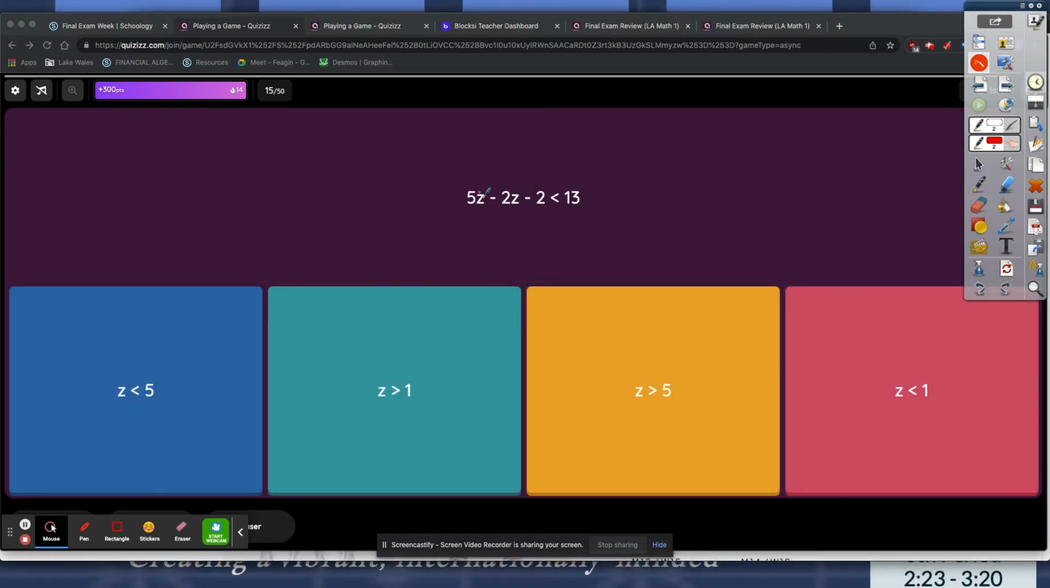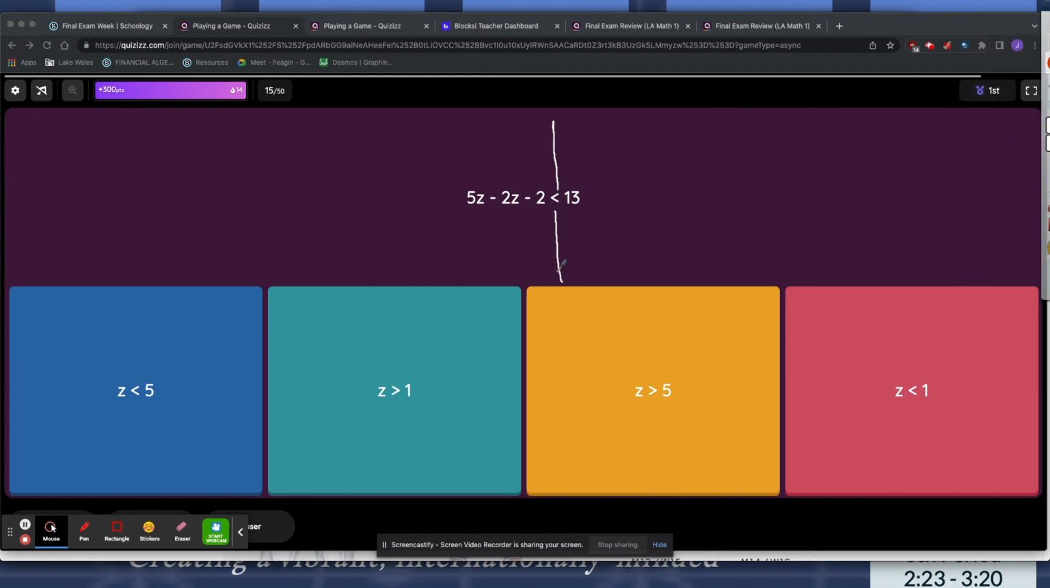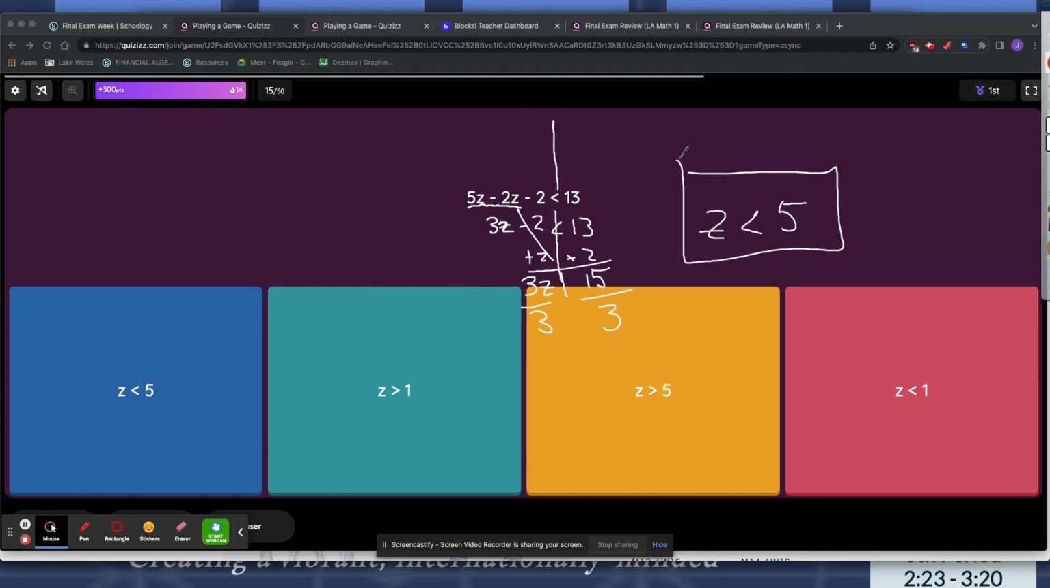All right, so here's another level. Gonna combine like terms right here and then go to work from there. So we got 5z minus 2z, which is 3z. Now the good thing, this is positive. It's not gonna change anything. Add 2 to both sides. We get 15. Divide by 3 on both sides. Z sign doesn't change. It's less than 5. Z is less than 5. So find your 5's and pick the right sign. We need that less than sign.